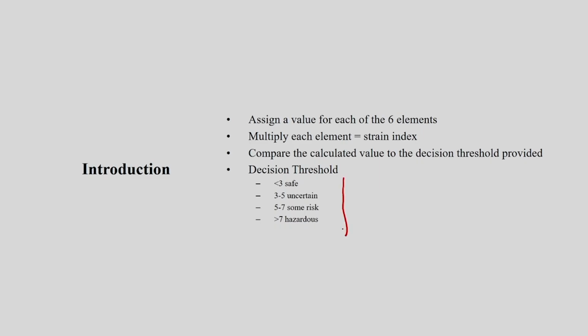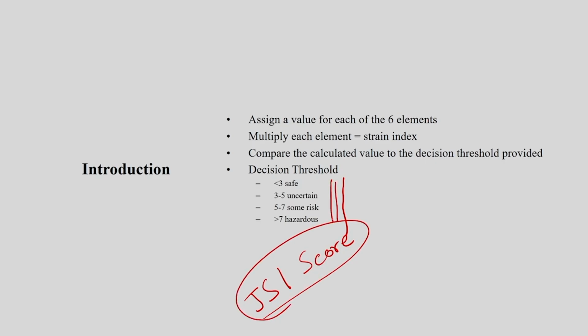So, at the end, whenever you get the JSI score by multiplying all these multipliers, you will compare this particular JSI score with this value. If it is less than 3, then it is safe, 3 to 5 uncertain, 5 to 7 somewhat risky, and more than 7 it is hazardous. Now let us begin. How can we understand and how can we score these 6 elements?